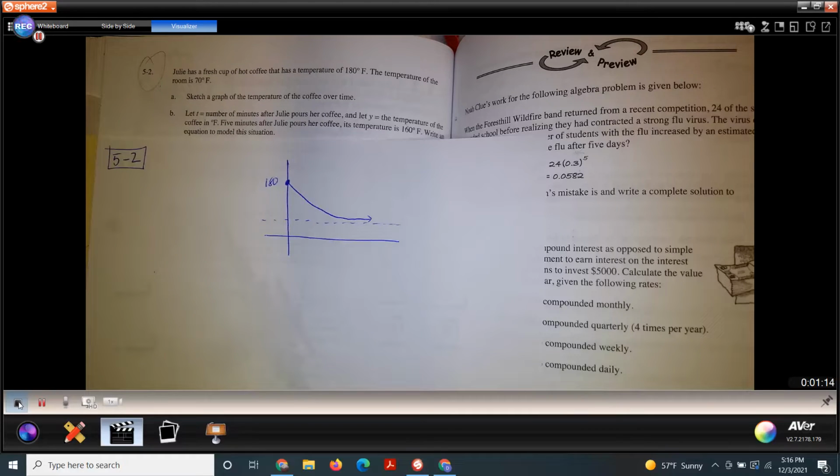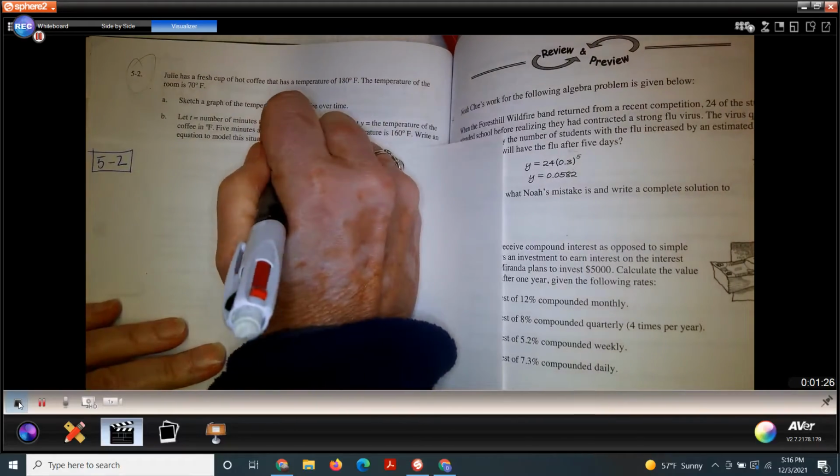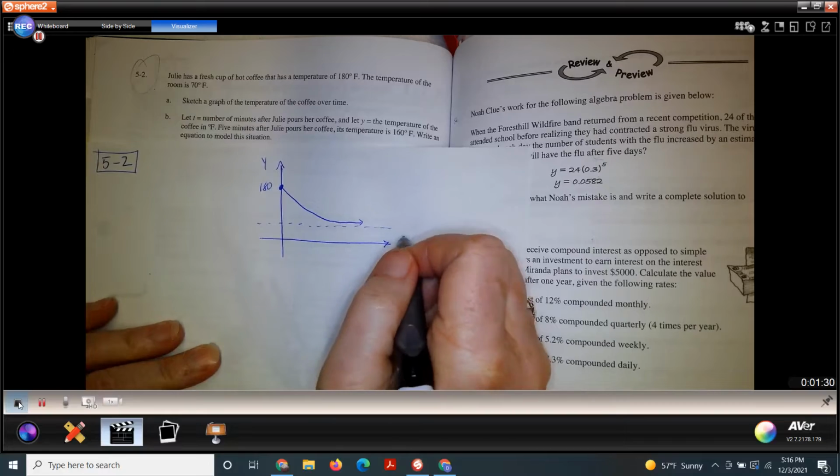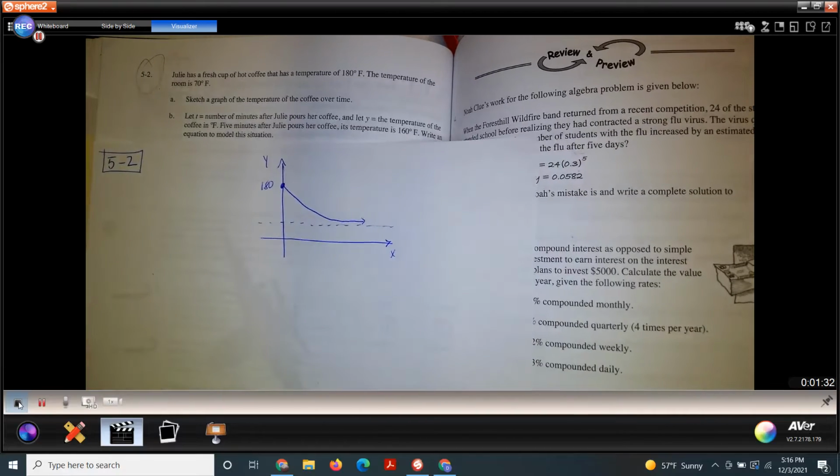So then it says let T equal the number of minutes after Julie pours her coffee, and let Y equal the temperature of the coffee. So we're going to have temperature of the coffee on the y-axis, and we're going to have time in minutes on the x-axis.